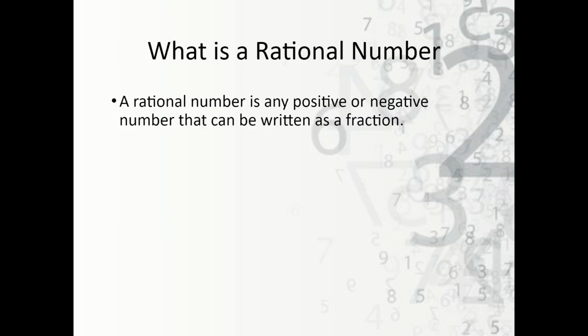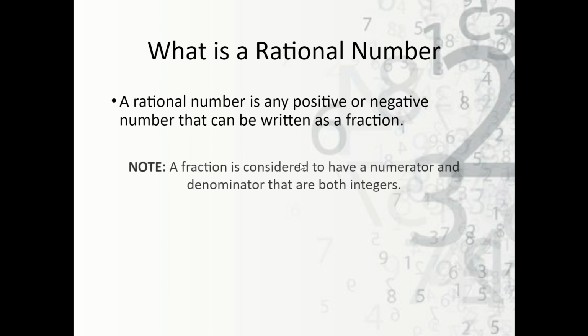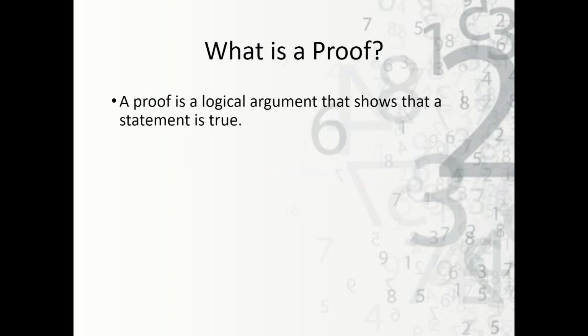Now, what is a rational number? A rational number is any positive or negative number that can be written as a fraction. Notice that a fraction is considered to have both a numerator and denominator that are integers. So an example of this would be 2/3. It can't be 2.5/3 or pi/3. Those would not be considered rational numbers. So it's got to have an integer in the numerator and an integer in the denominator. That's the definition of a rational number.